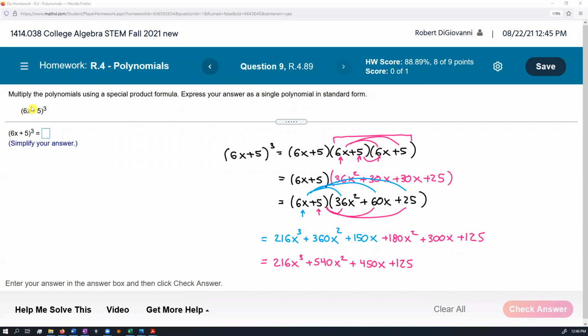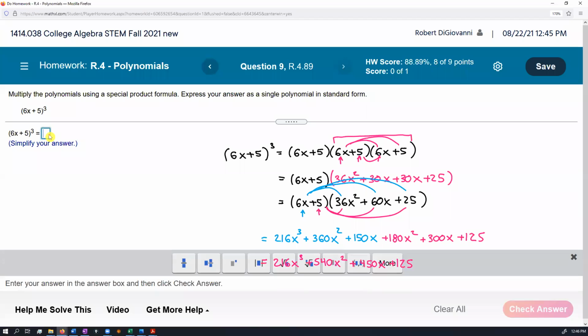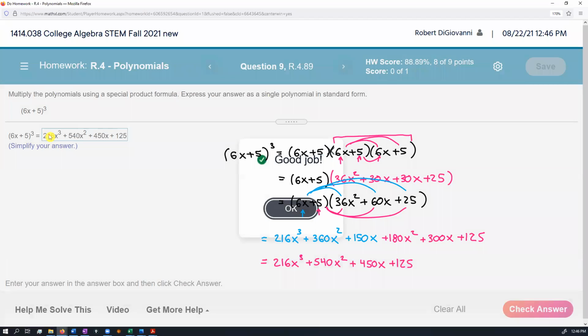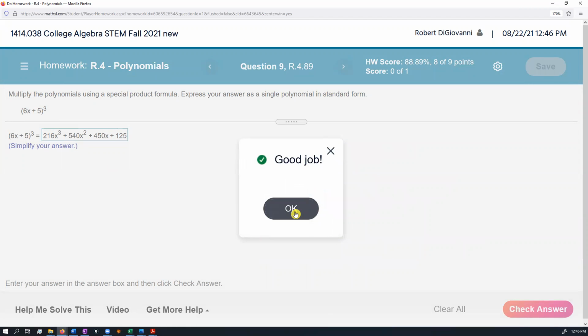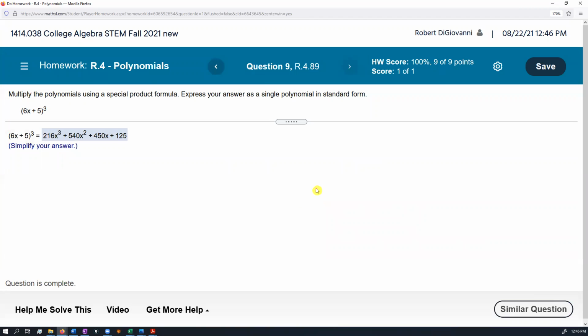All right, let's check this. We have 216x cubed plus 540x squared plus 450x plus 125. All right, we got it. Next, we're done. Oh, we're done. Good, cool.